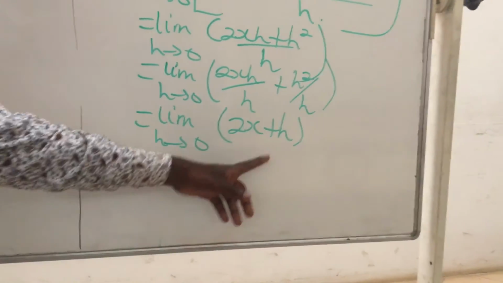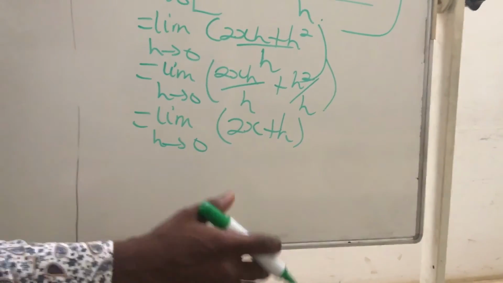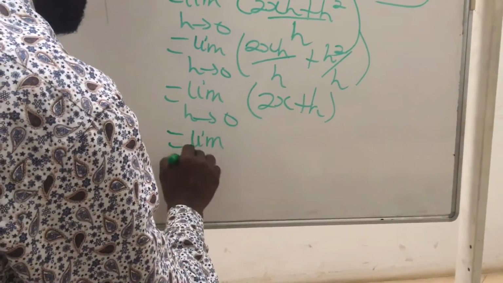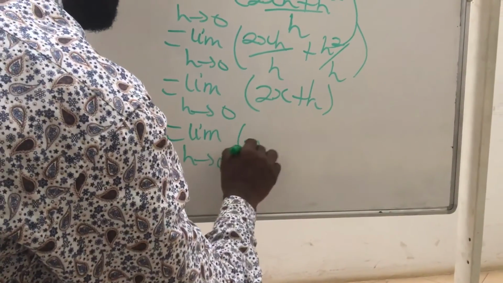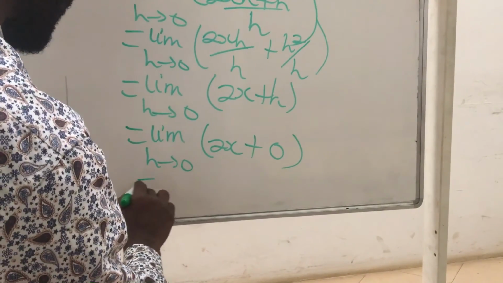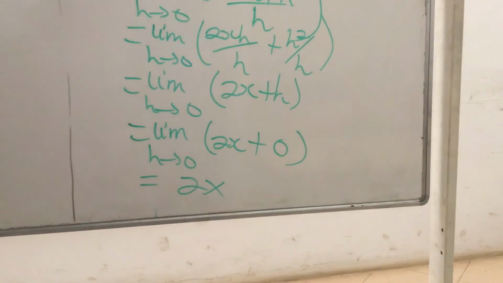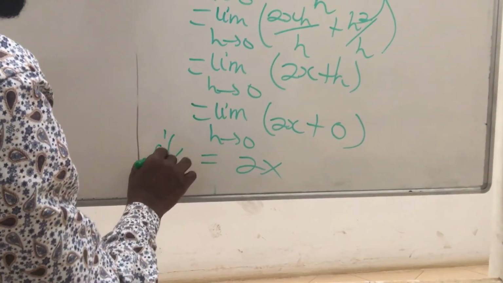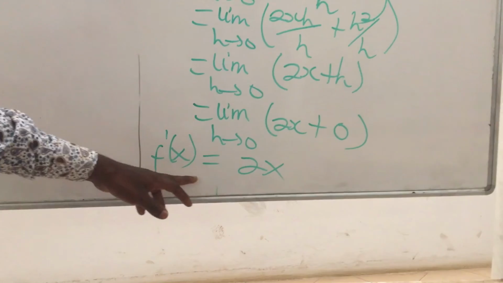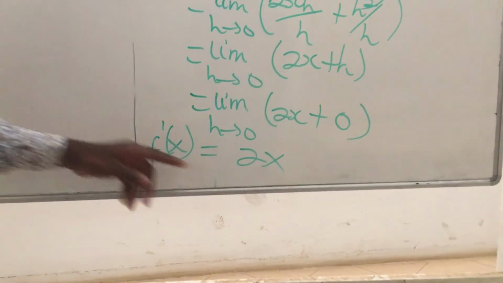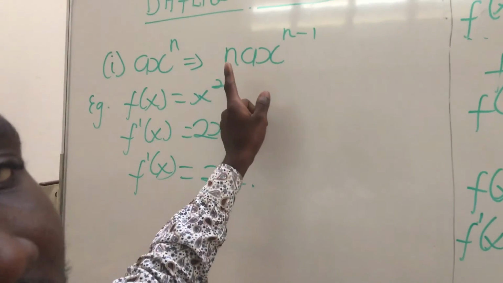So whenever we see h, we put 0 there, as h approaches 0. We now have the limit as h approaches 0 of 2x plus 0, which gives us 2x. So by the first principle, we have shown that the differential of the function x squared is equal to 2x, just as we did by using the power rule at the start.